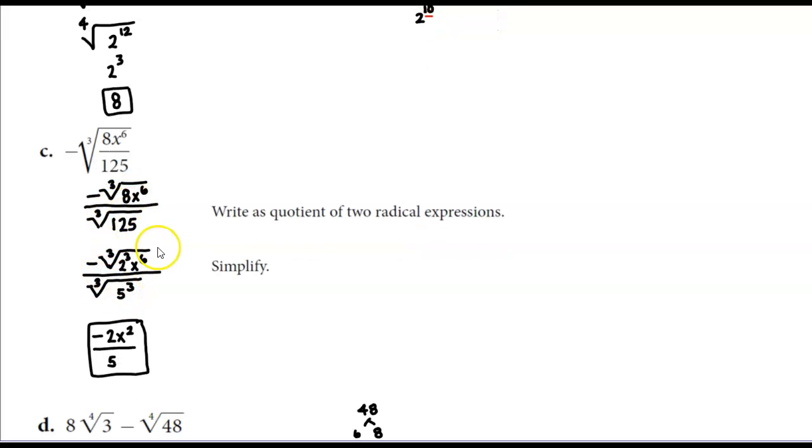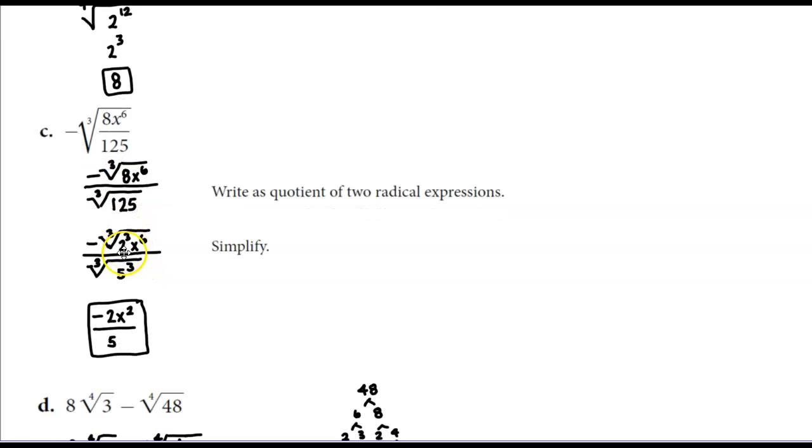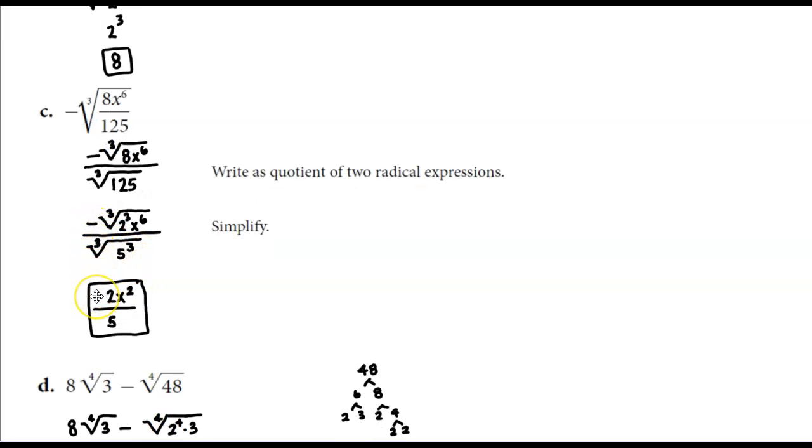Again, we're going to do like we did in the previous example. We're going to write 8 in prime factorization form, which is 2 to the third power, x to the 6th. And then we're going to write 125 in prime form, which is 5 to the third power. We're going to keep the sign, which is negative. Notice 3 divided by 3 is 1, so we end up with 2 to the first power. Then we have x, and 6 divided by 3 gives you 2. In the denominator, 3 divided by 3 leaves you with 5 to the first power. And there's your answer.